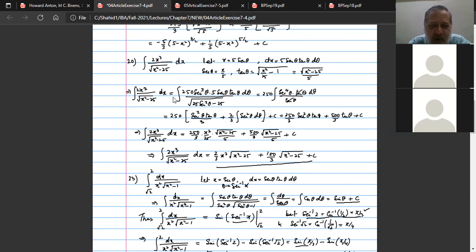So we will substitute x is equal to 5 secant theta. Differential dx is equal to 5 secant theta tangent theta d theta, since the derivative of secant theta is secant theta tangent theta. So when we have to come back to the original variable x, secant theta is x upon 5. Tangent theta, when required, will be the square root of secant square minus 1. So secant square means x square upon 25 minus 1, or this form.